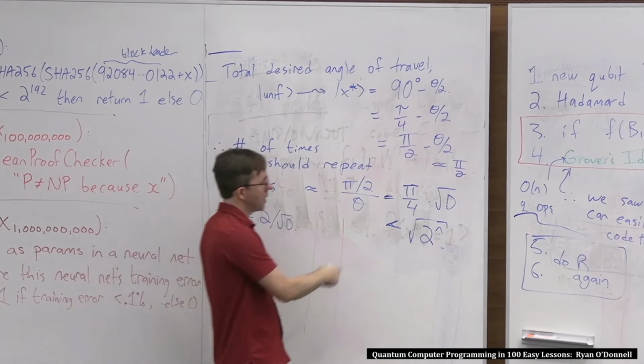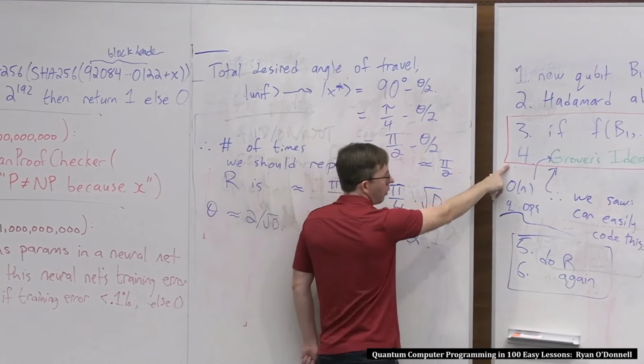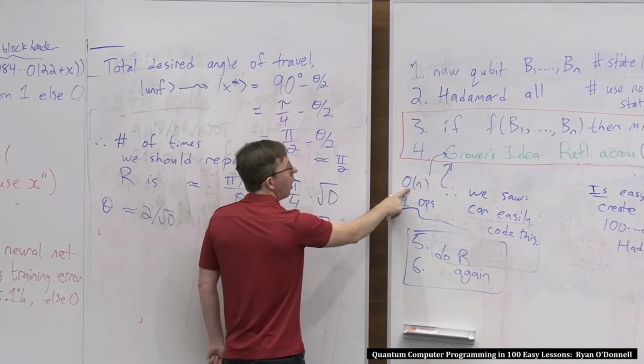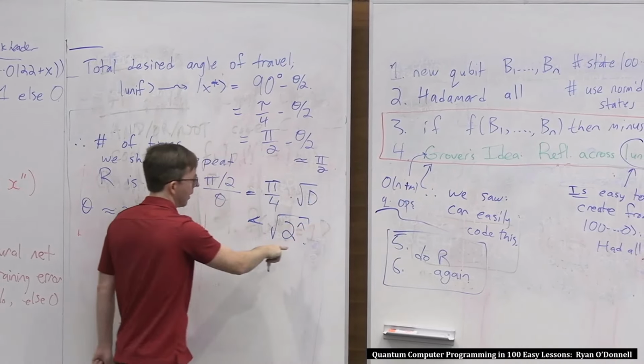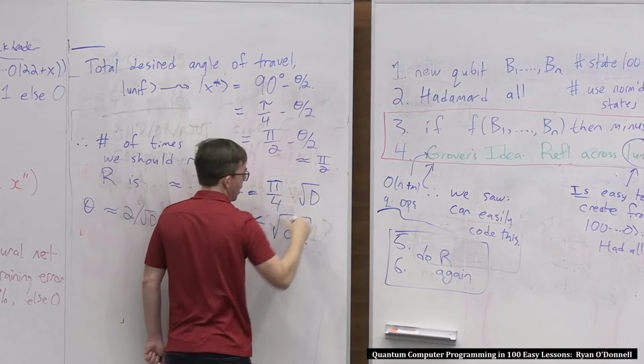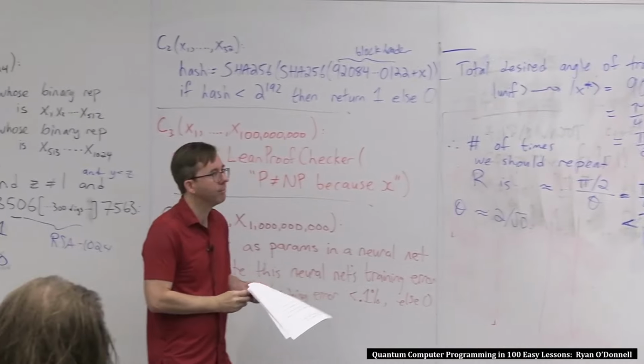So the actual time complexity, I'll write down the whole algorithm, but the actual time complexity is basically, you have to do r, which is order n instructions. Oh, it's not, okay, it's order n plus m. I'll come back to this in a second. But it's not very many instructions. This is the main bottleneck. You've got to repeat r square root of 2 to the n times.